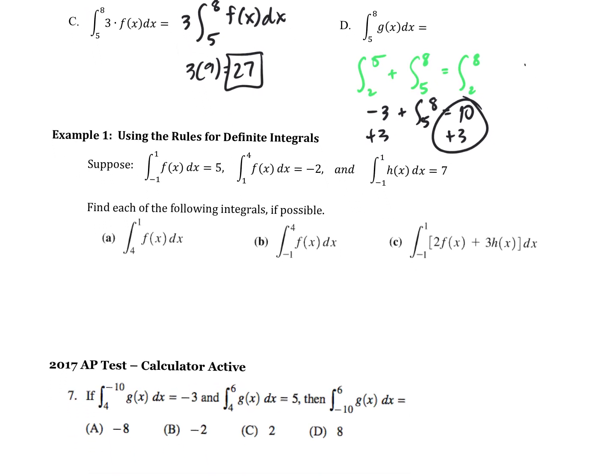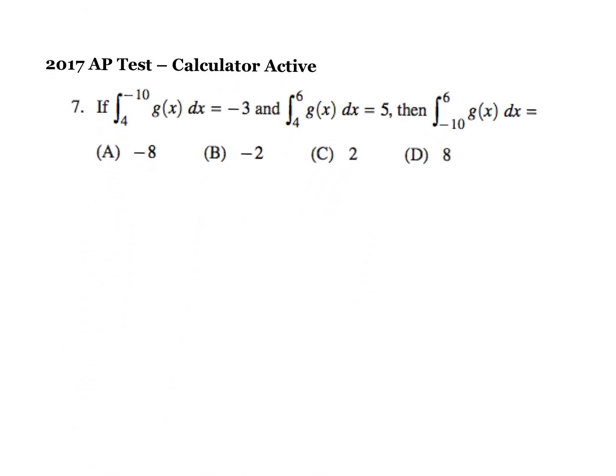I'm going to skip that next one. Yeah, here we go. Okay, here goes an AP question. We're going right into it. They want to know what the area from negative 10 to 6 is.